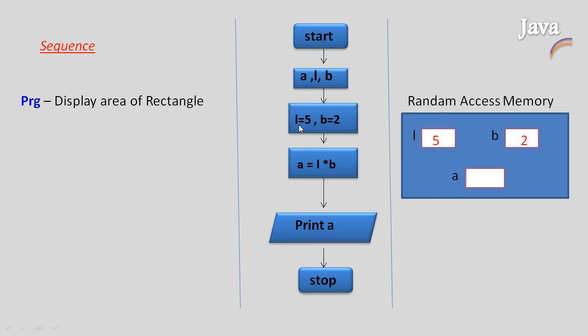Now you have defined the values in your program: the length is 5, and the width, or you can say breadth, is 2. So inside the L variable 5 is stored, and inside the B variable 2 is stored. Now the calculation is going to take place, length into breadth, 5 into 2, that is 10. So 10 is going to be stored inside A, and then you're going to print it, so it's going to display it on the screen, and then stop.